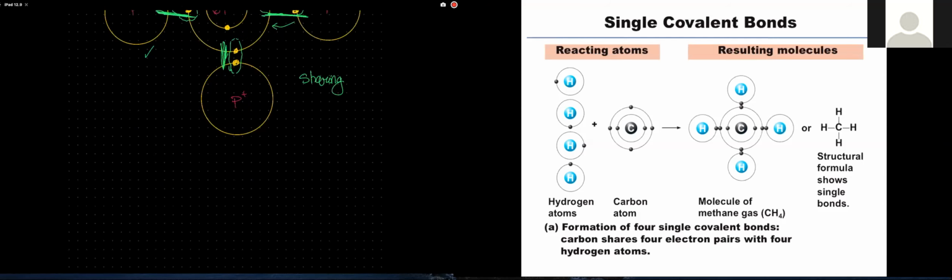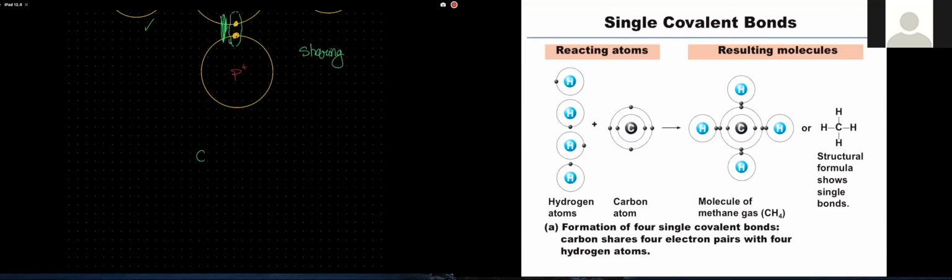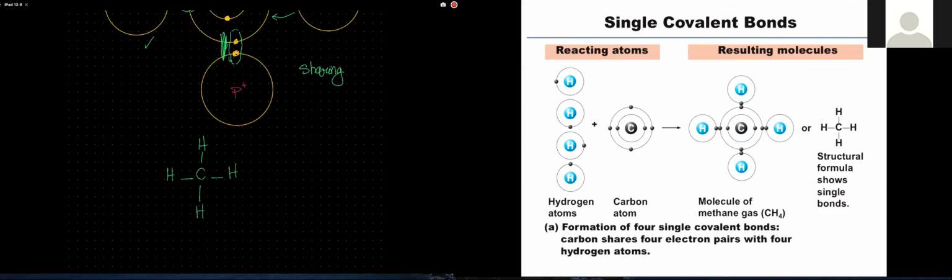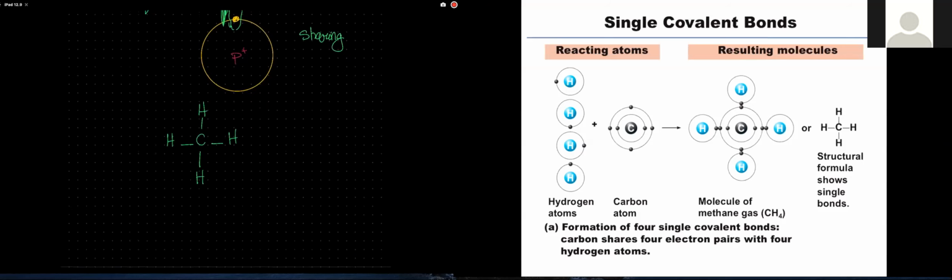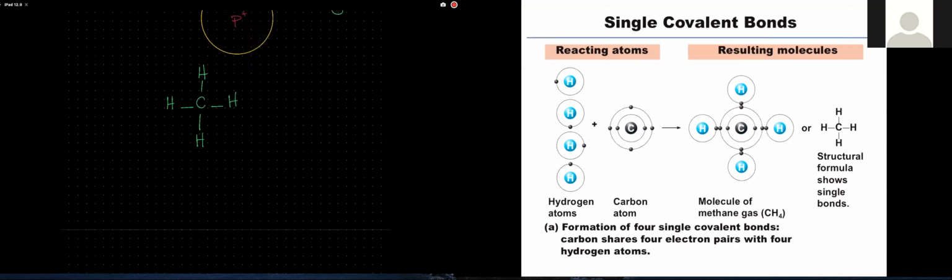And for simplification, when we draw this, it's going to be just one line like this. So the carbon is going to be attached to 4 hydrogens, and the attachment is a single covalent bond with each of them. So here I have 4 single covalent bonds between the carbon and the 4 hydrogens.